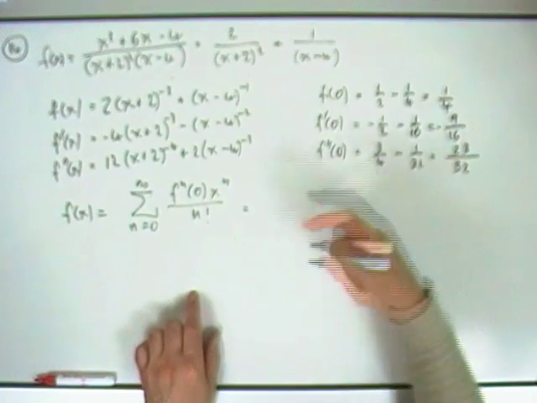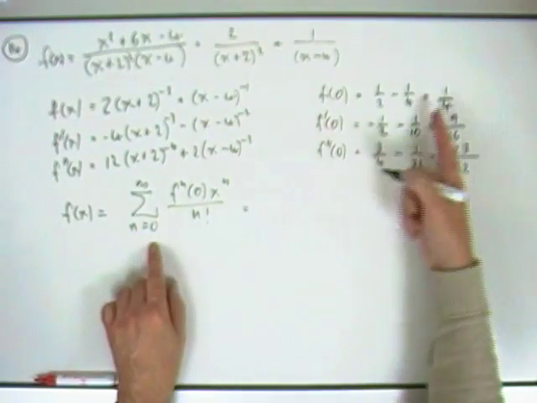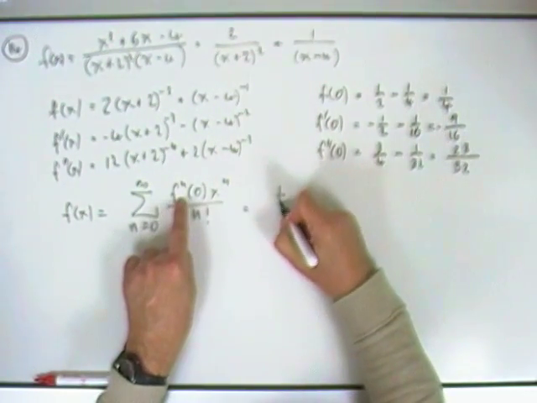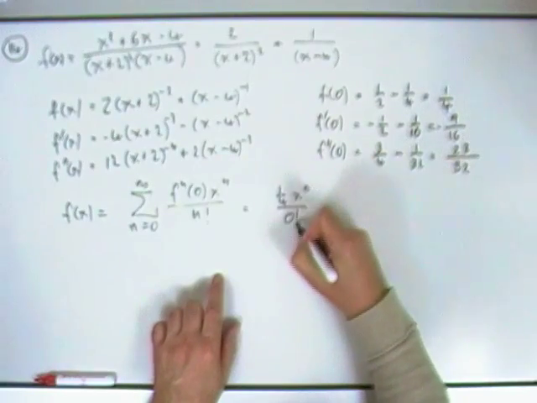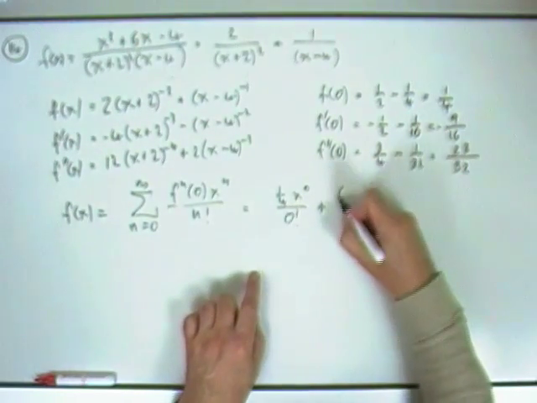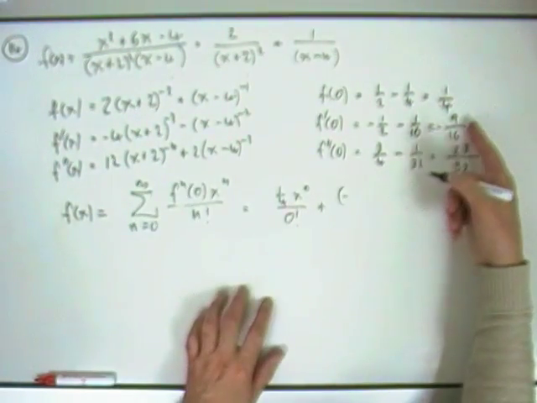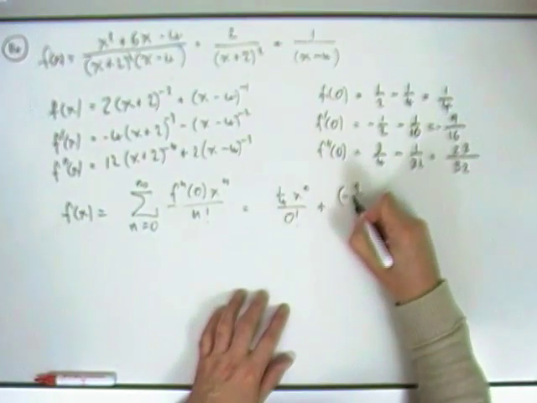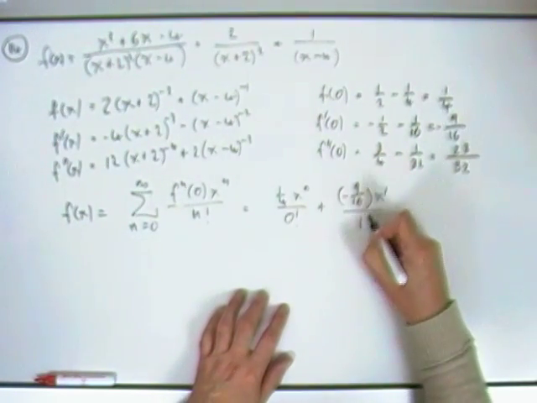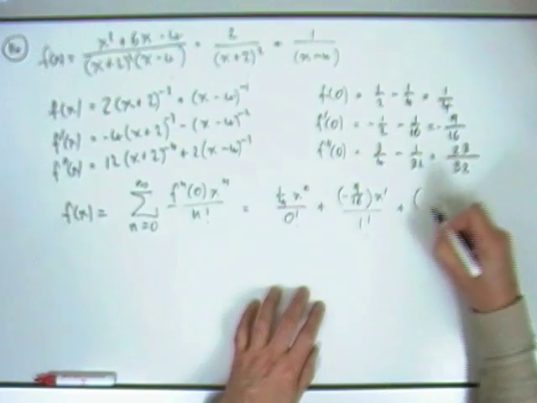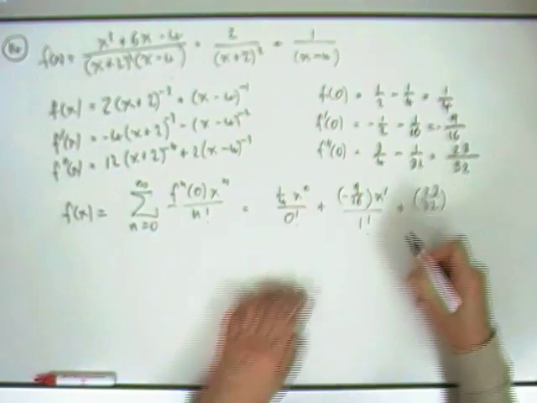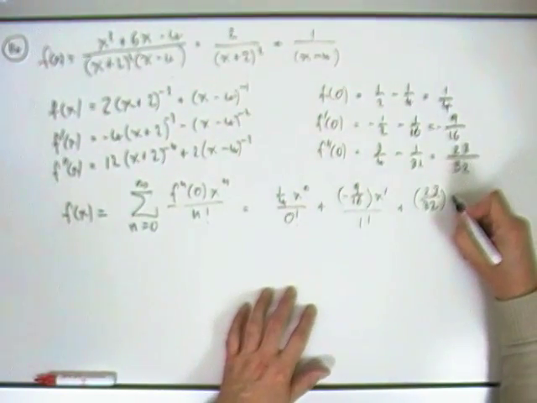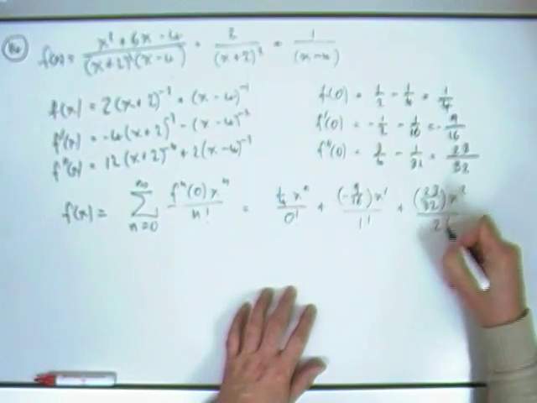So for the first one, n equals 0, that was a quarter. So it's a quarter of x to the 0 over 0 factorial, plus the next multiple here was negative 9/16 of x to the 1 over 1 factorial, plus 23 upon 32 being the next multiple here, of x squared over 2 factorial.